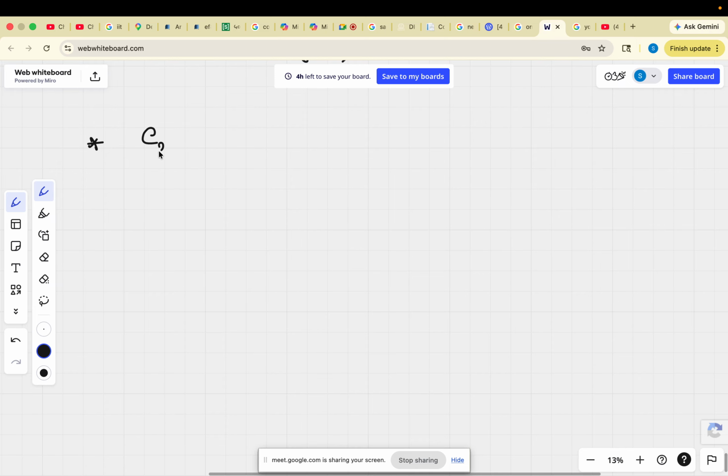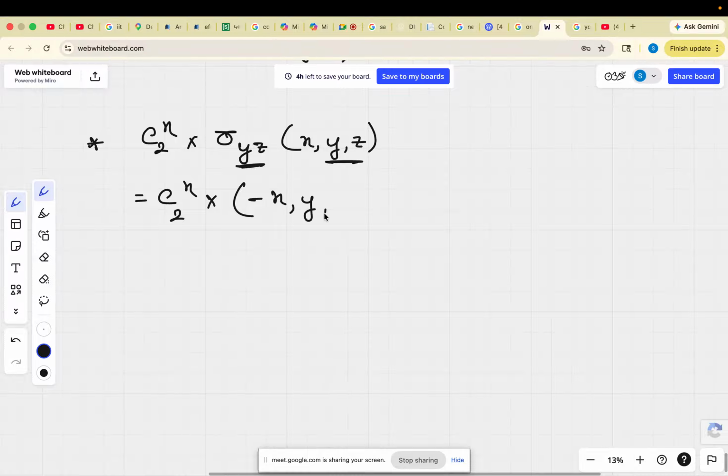Suppose you have here C2x into sigma yz of x y z. So see what I have? yz, so in yz no need to change, only the x will change, so it will become minus x comma y comma z. Now here you have x, here also you have x, so no need to change in x, y and z will change. So x no need to change, y and z will change, so you will get minus y minus z. So from x y z you are getting minus x minus y minus z.